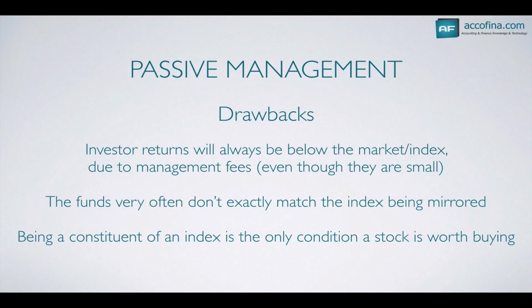And the third drawback is that being a constituent of an index is the only condition that a stock is worth buying. Now, if we look at ourselves as investors and consider what we want to invest in and what we want to hand over our hard-earned money in, we don't just look at an index and pick a rabbit out of a hat. We want to know we're buying good stocks and not just picking a number out of a hat, which is effectively what you're doing when you buy a passive fund. You're picking every single stock within the index or every single stock in the sector. Is this a good idea that this is your only condition that a stock is worth buying and handing over your hard-earned money?